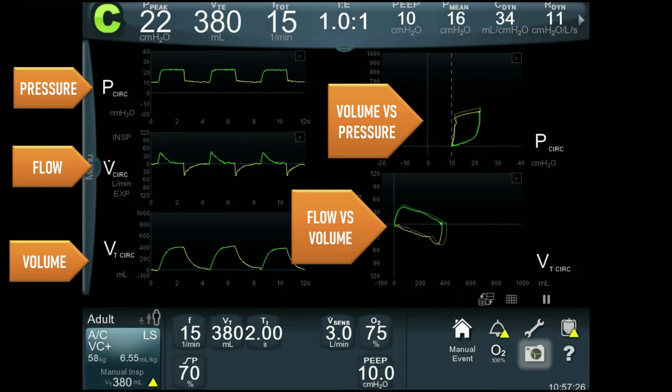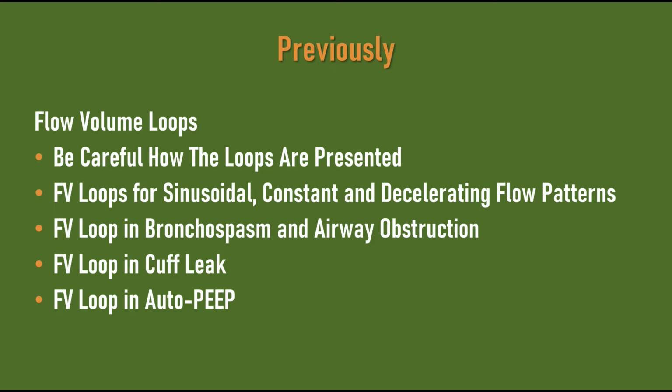In the previous tutorial we discussed flow volume loops, and I explained that you need to be very careful when you're looking at this to figure out what way the loop is orientated. Sometimes inspiration is above the x-axis, sometimes below. Sometimes the 0 point is where the x and y-axis intersect, but sometimes it's over on the right-hand side. I showed you the flow volume loops for sinusoidal, constant and decelerating flow patterns, the flow volume loop in bronchospasm and airway obstruction. I showed you how they were slightly different, the flow volume loop when there was a cuff leak and the loop in auto-PEEP.